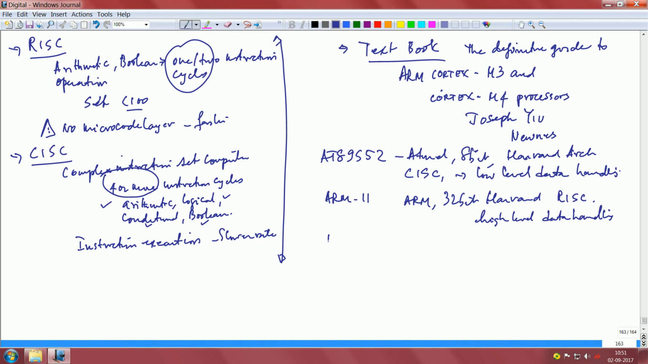PIC, I already mentioned the PIC 16F87xA, this comes from PIC, it is 8-bit, a very popular microcontroller. Harvard, just to give you a feel, is also RISC, and if you talk about 8-bit it has to be low level, so it is indeed for low level data handling.